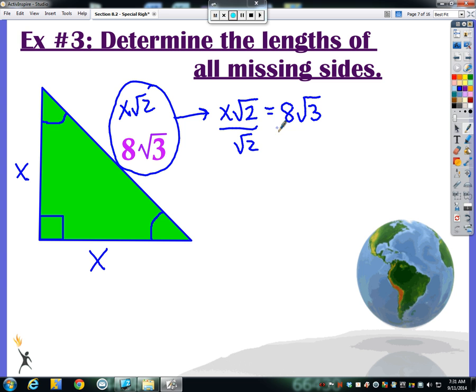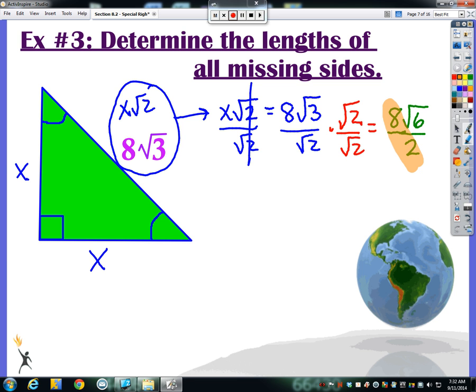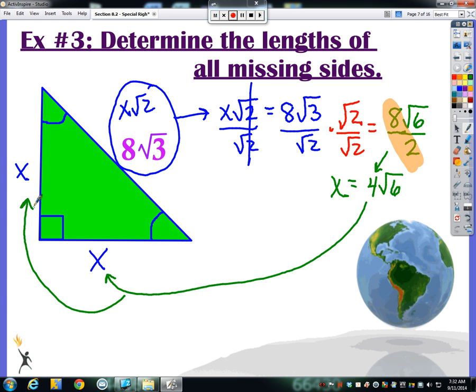I'm still going to divide the root 2 over. And again, I can't have that square root in the denominator, so I'm going to rationalize. And so now on the bottom, I get 2. Square roots go away. Then on the top, I'm going to have 8, and then square root of 2 times the square root of 3 is going to be the square root of 6. All right, now can I simplify the square root of 6? No, I'm good. But I can simplify this 8 over 2. So I know that x is equal to 4 times the square root of 6. And then again, I'm just going to substitute in, and really those are my answers. This side's 4 root 6, this side's 4 root 6, and we're done.